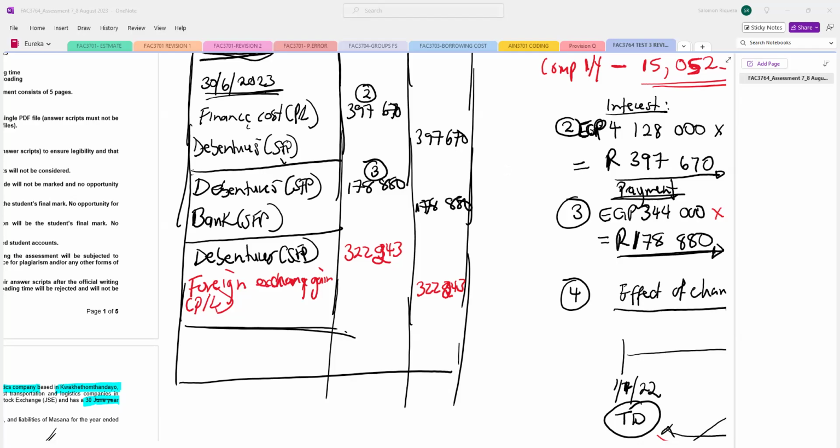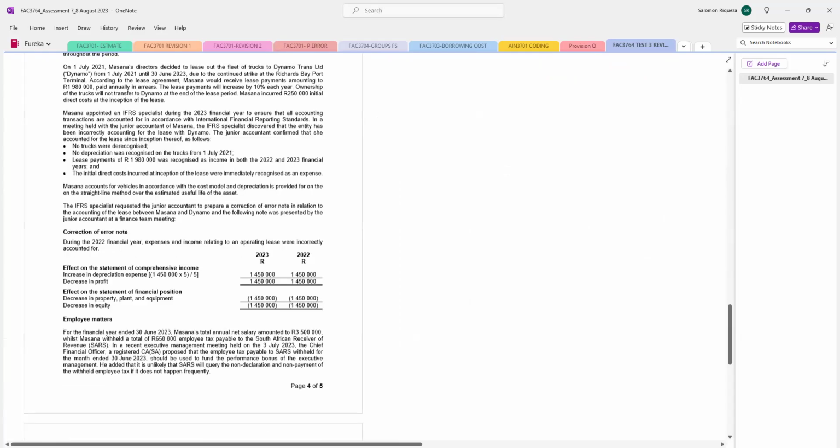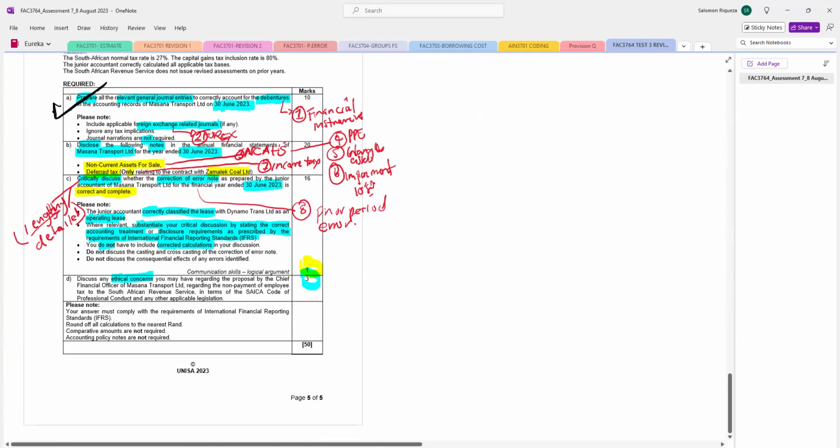Right. If there's no more question, let's go to the second one. The next one is a 20-mark question, so that means we're expecting here to really work. B says, disclose the following notes in the annual financial statement of Masana Transport Limited for the year ended 30 June 2023. So here we are looking at notes, non-current assets held for sale, and deferred tax.